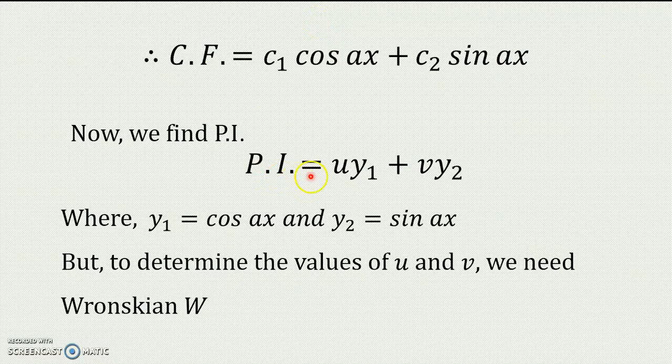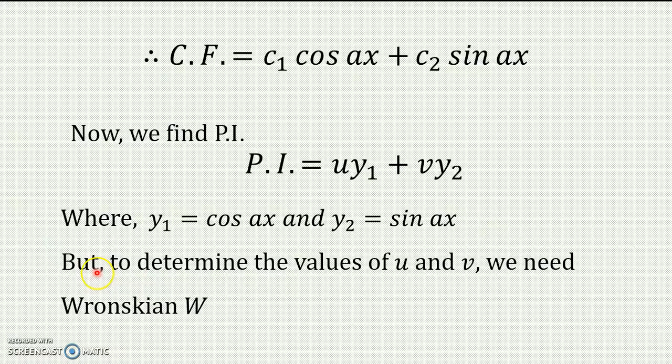Now we find the particular integral by using the previous formula. The particular integral is equal to u times y1, replacing c1 by u, plus v times y2, replacing c2 by v, where we have to write down y1 and y2 here.